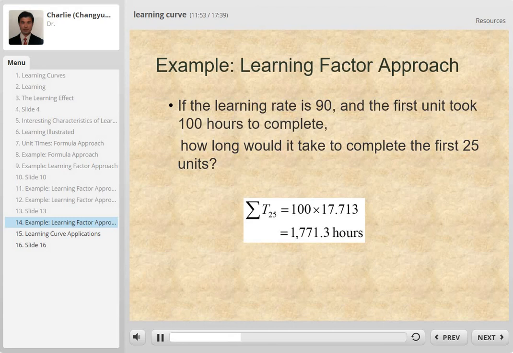Now, how long would it take to finish the job from the first one until the 25th unit? Here's the calculation. It will be the time we need to finish the first unit, which is 100 hours, times the number we found from the table, 17.713. It equals 1771.3 hours. That is the total hours we need to finish the first 25 units, from the first one until the 25th one. This saves us quite some time, because it gives us a single number right away. We do not need to use the calculator 25 times.